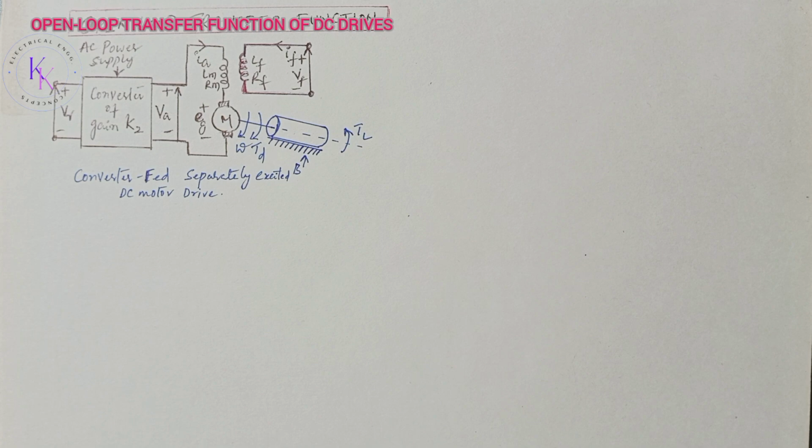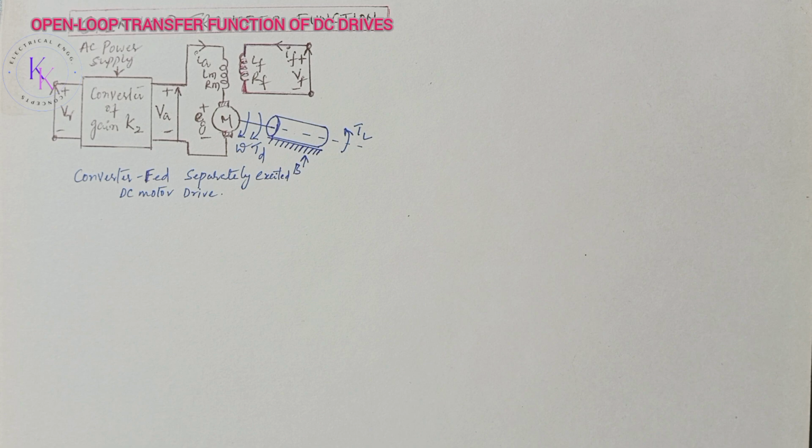Open loop transfer function. The steady state characteristics of DC drives are of major importance in the selection of a DC drive, but they are not sufficient when the drive is closed loop controlled. Knowledge of dynamic behavior, which is normally expressed in the form of a transfer function, is also more important.